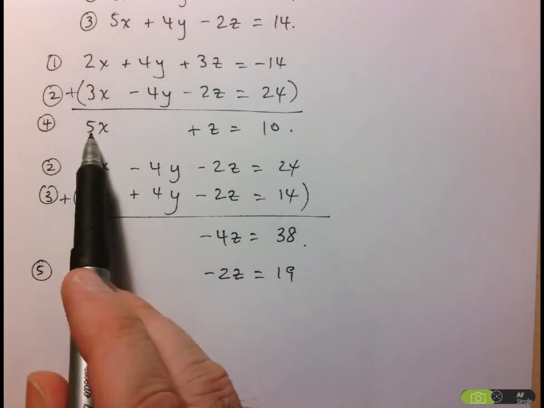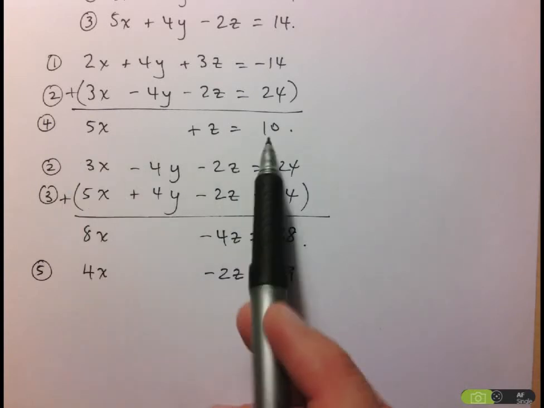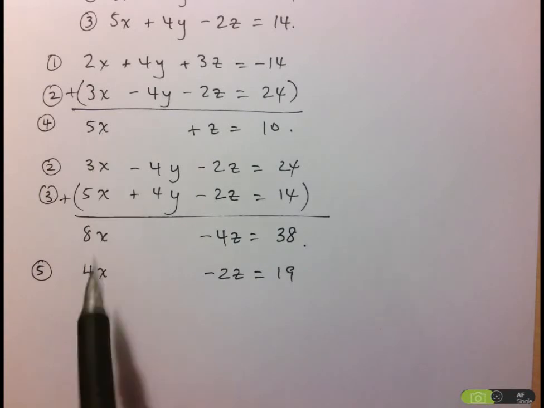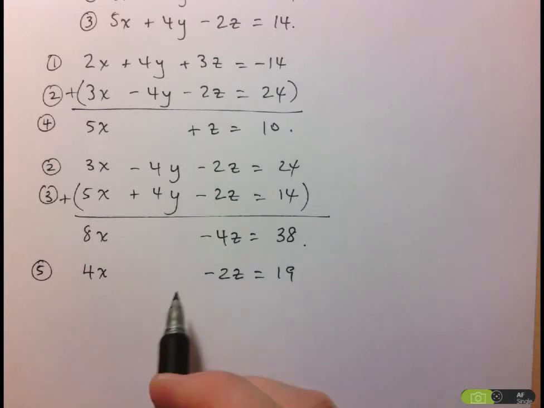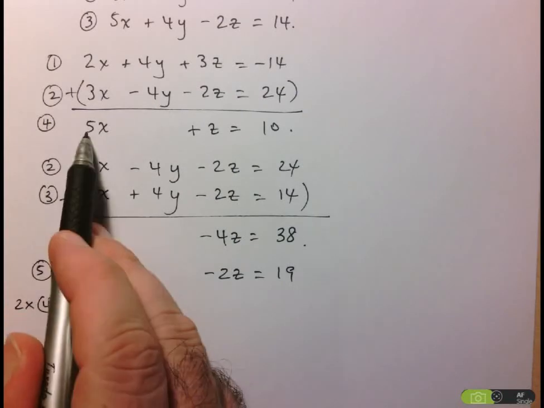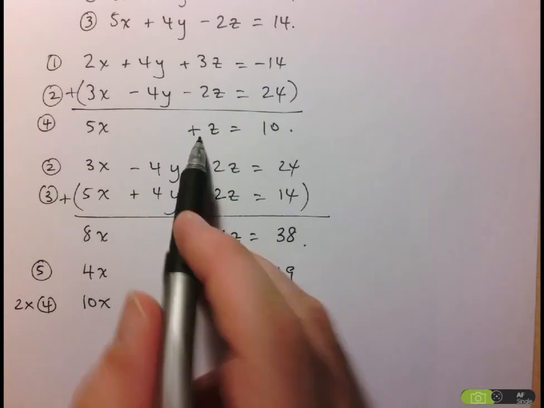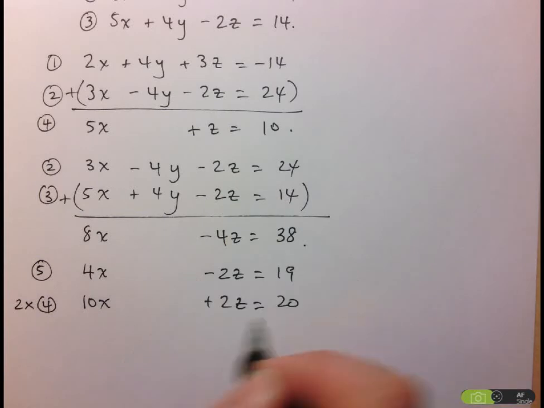The next step, once I've eliminated the same variable twice, is that I'm left with a system of 2 equations and 2 unknowns, here both in x and z. The easiest way to solve this is to multiply equation 4 by 2, so I end up with a 2z. So 2 times equation 4, we end up with 10x plus 2z equals 10 times 2, which is 20. And now I can eliminate the z variable here.